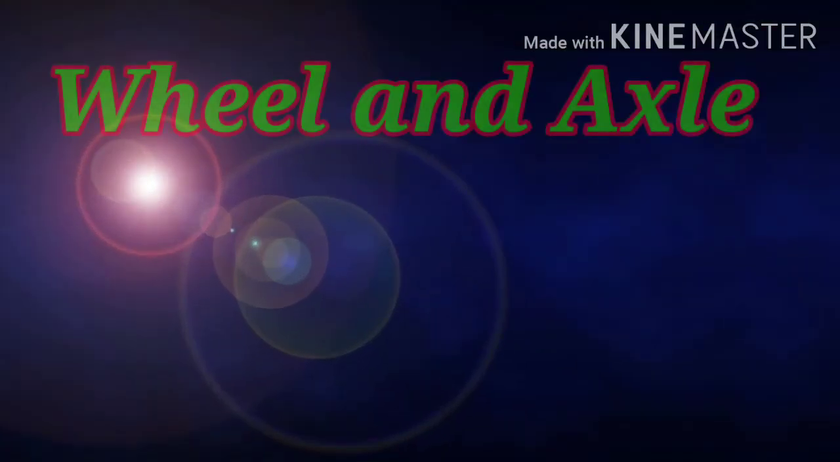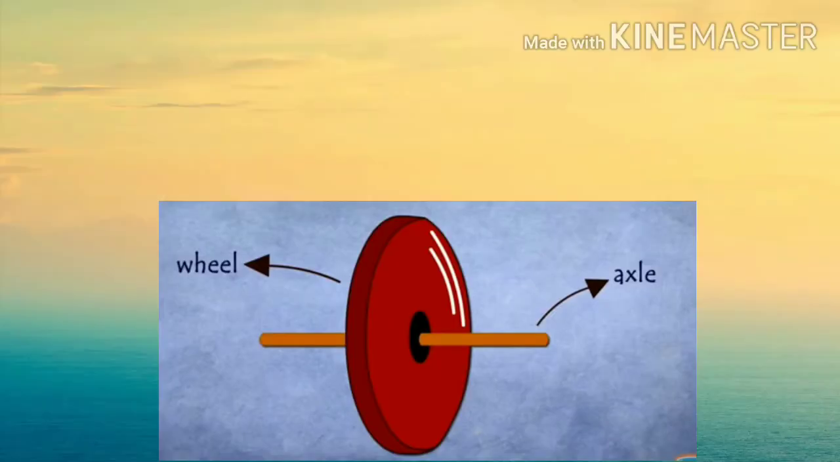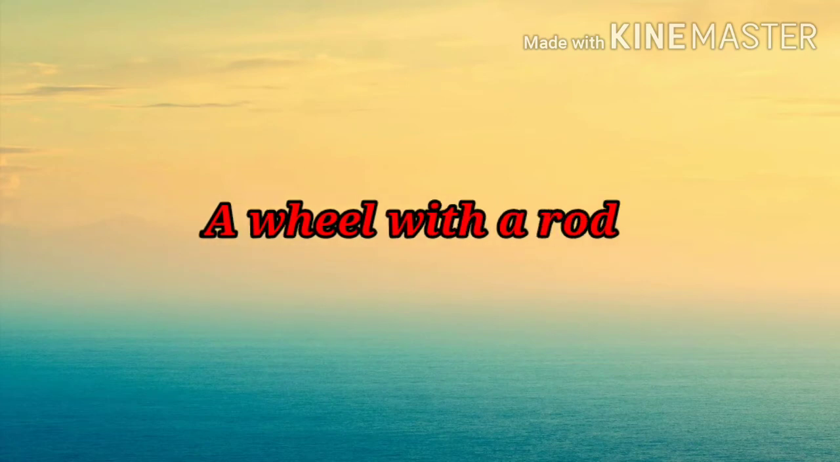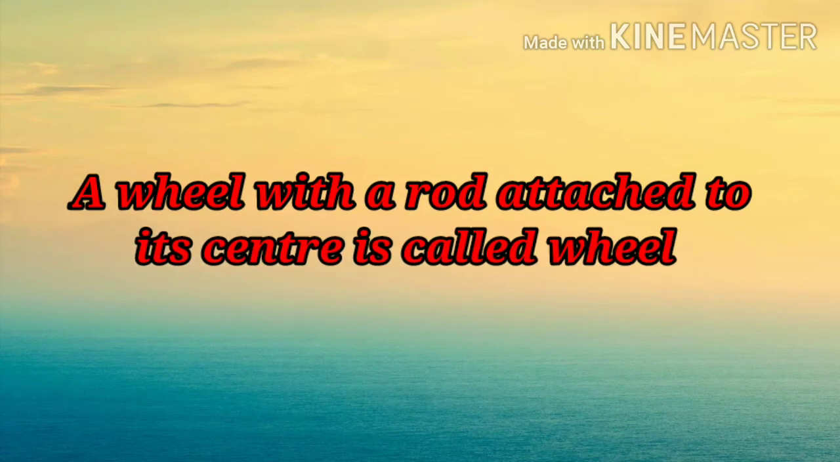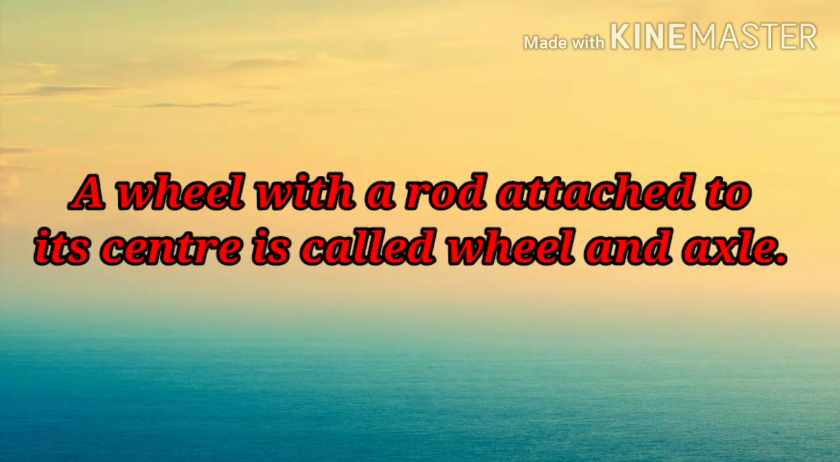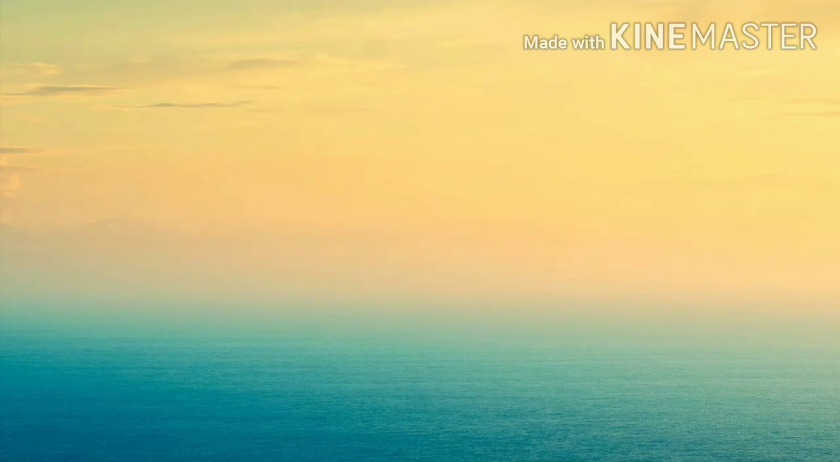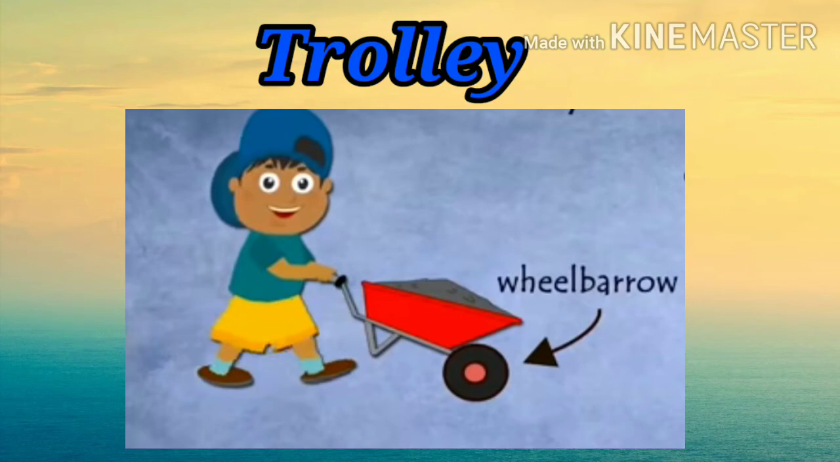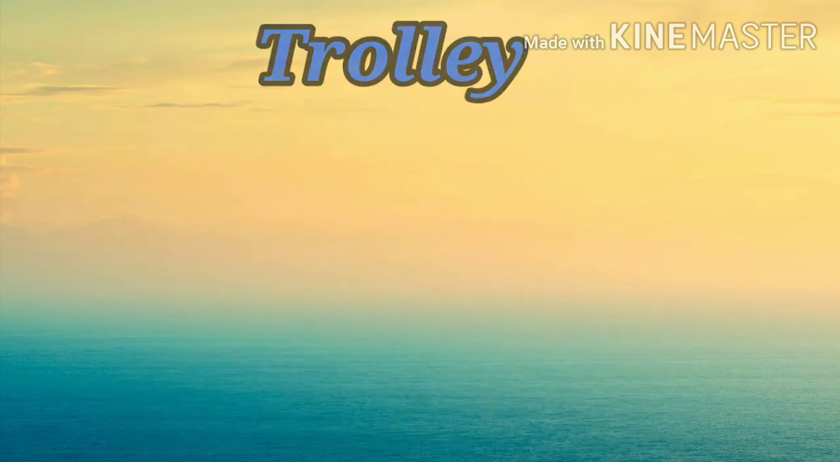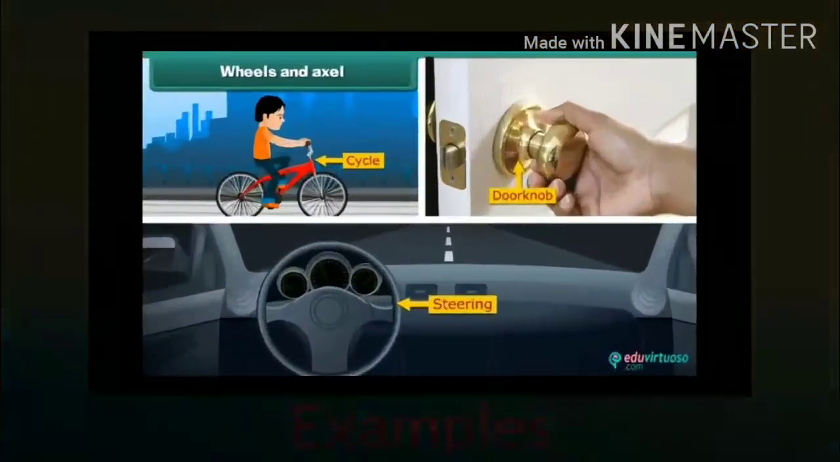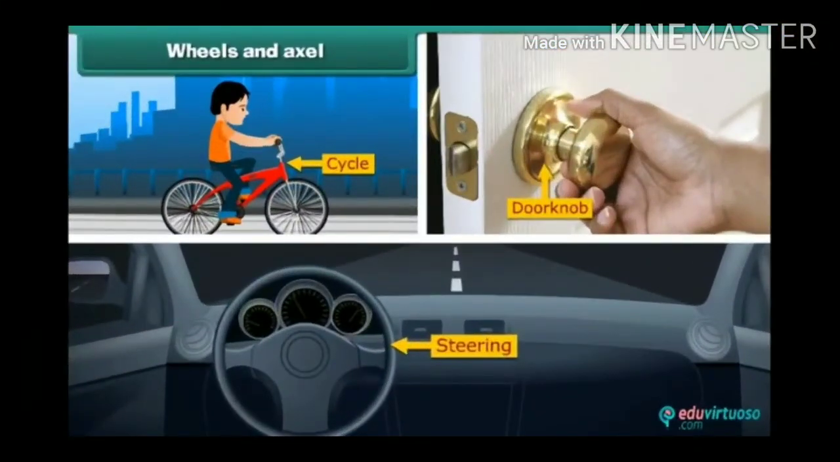The next one is wheel and axle. A wheel with a rod attached to its center is called wheel and axle. A trolley can help us carry heavy objects easily from one place to another. The other examples are cycle, steering, doorknob, etc.